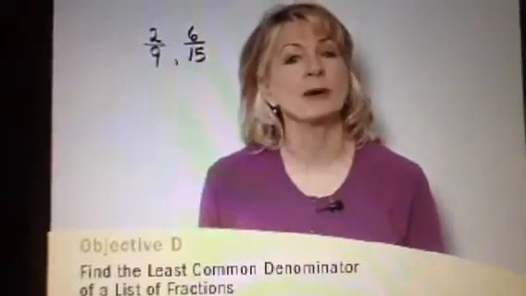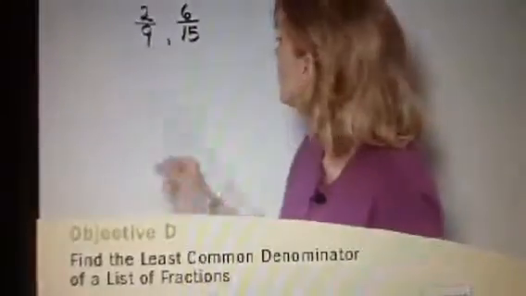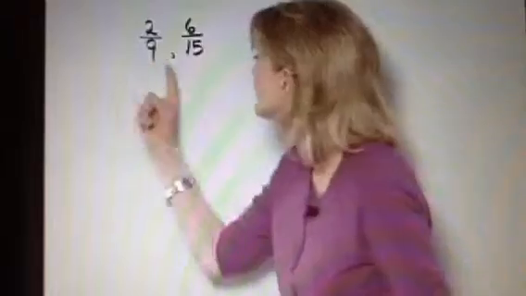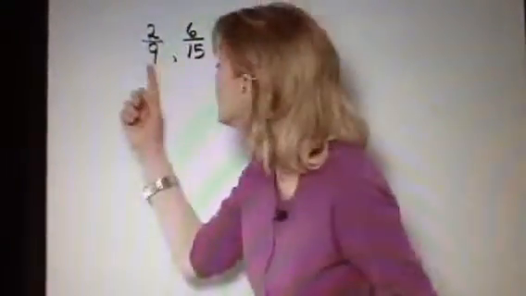Objective, we'll talk about least common denominator. But let's first talk about why such a thing is needed. Let's suppose we are adding these two fractions. Remember, for addition or subtraction of fractions, you need to immediately look at the denominators, and here is a case where the denominators are not the same.